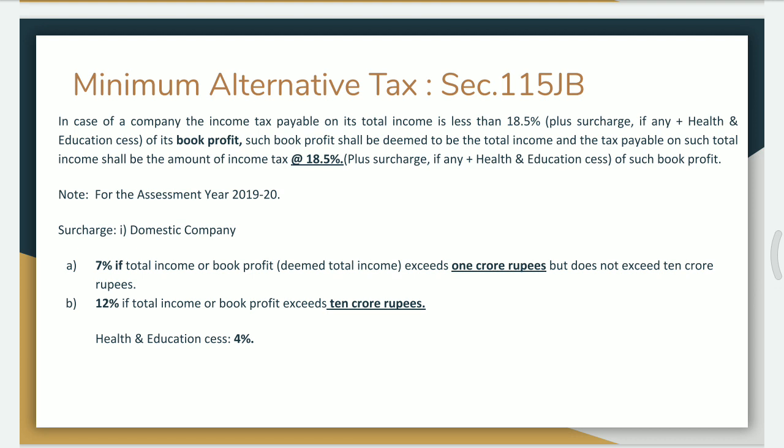Minimum alternative tax, Section 115JB. In case of a company, if the income tax payable on its total income is less than 18.5% plus surcharge, if any, and health and education cess of its book profit, such book profit shall be deemed to be total income, and the tax payable on such total income shall be the amount of income tax at the rate of 18.5% plus surcharge, if any, and health and education cess of such book profit. Book profit means net profit as per profit and loss account. For the assessment year 19-20, surcharge for a domestic company is 7% if total income or book profit exceeds 1 crore rupees but does not exceed 10 crore rupees, 12% if total income or book profit exceeds 10 crore rupees, and health and education cess is 4%.